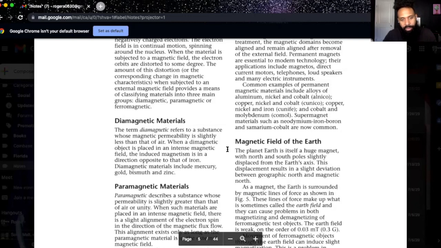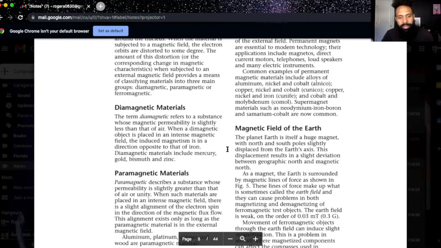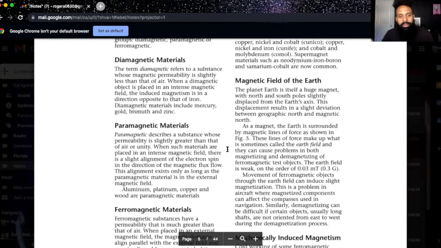Paramagnetic describes a substance whose permeability is slightly greater than that of air, or unity. When such materials are placed in an intense magnetic field, there is a slight alignment of the electron spin in the direction of the magnetic flux flow. This alignment exists only as long as the paramagnetic material is in the external magnetic field. Aluminum, platinum, copper, and wood are paramagnetic materials.